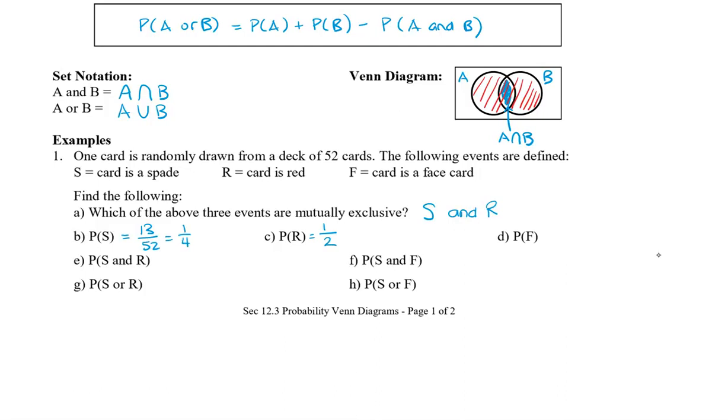And D, probability of getting a face card. There are 12 face cards, Jack, Queen, and King. So that's 12 out of 52, and then reduce that to be 3 out of 13.